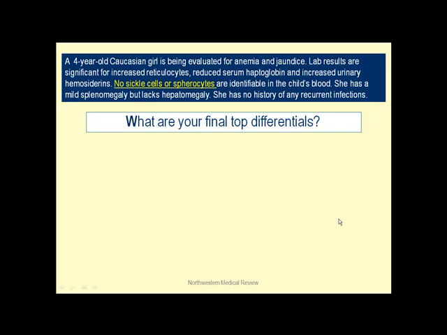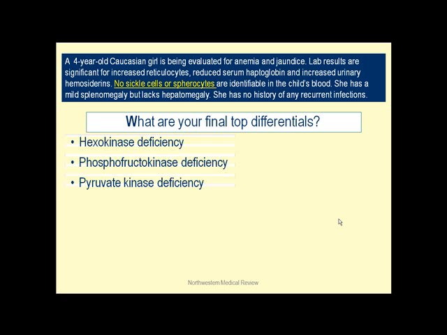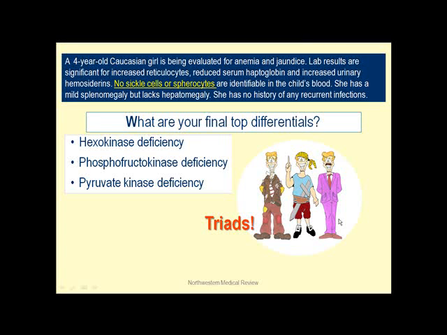So this brings us to our final top differentials. Those are hexokinase deficiency, phosphofructokinase deficiency, and pyruvate kinase deficiency. Now these three, I call them a triad. Triad is a term that I've coined for three items that have so much in common and have some contrasts among them. And of course, the test makers love the triads, and quite often they like to make good case scenarios on them for you.